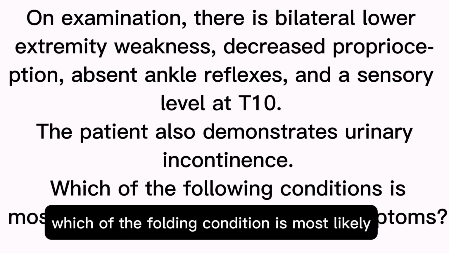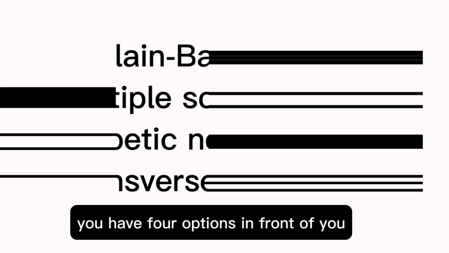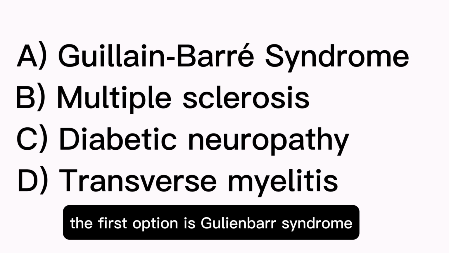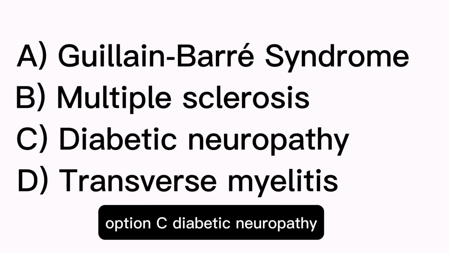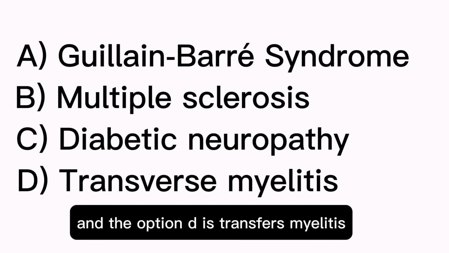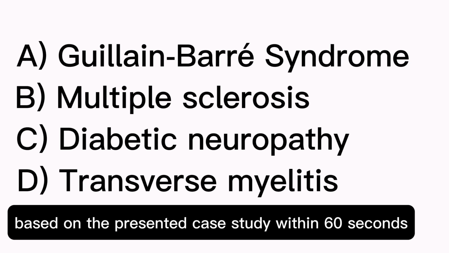Which of the following conditions is most likely causing the patient's symptoms? You have four options in front of you. The first option, A, is Guillain-Barré syndrome. The second option, B, is multiple sclerosis. Option C, diabetic neuropathy, and option D is transverse myelitis. You have to select the best answer based on the presented case study within 60 seconds.